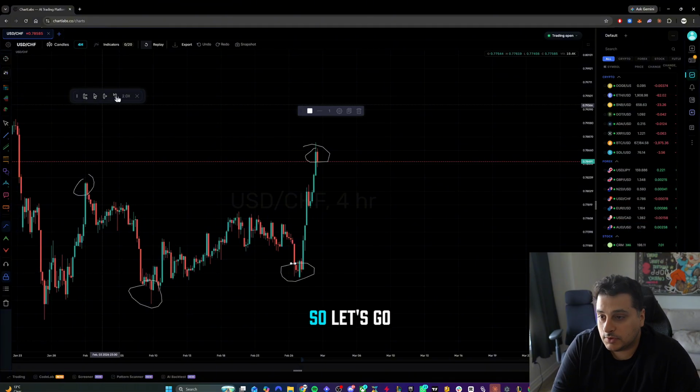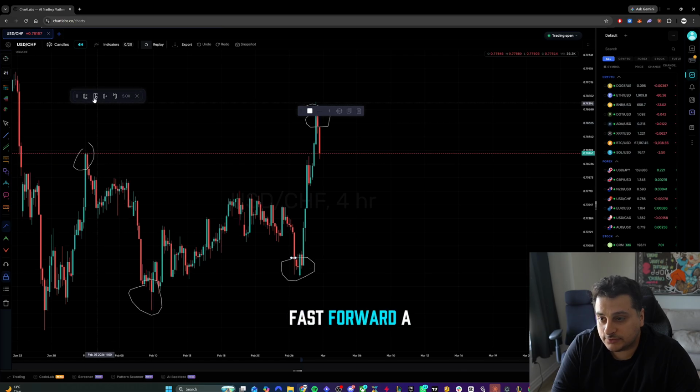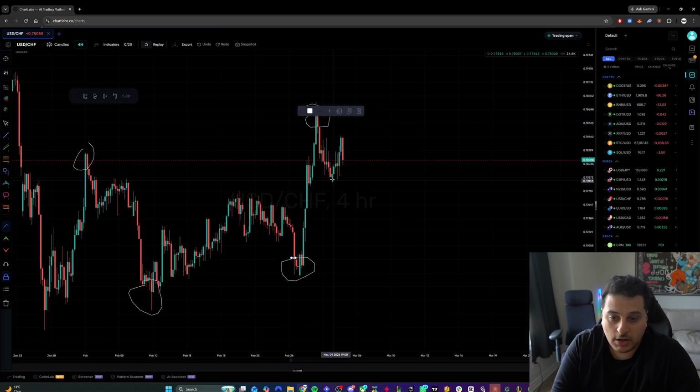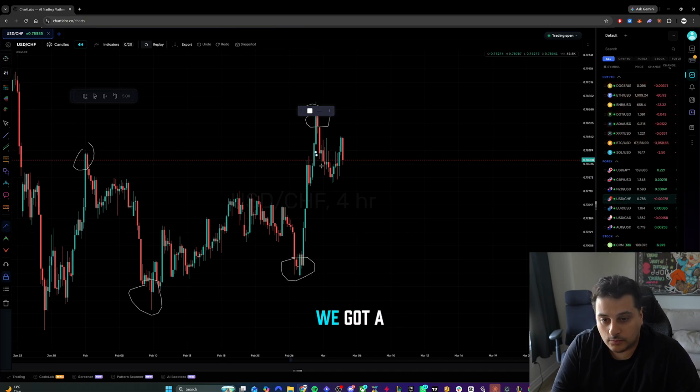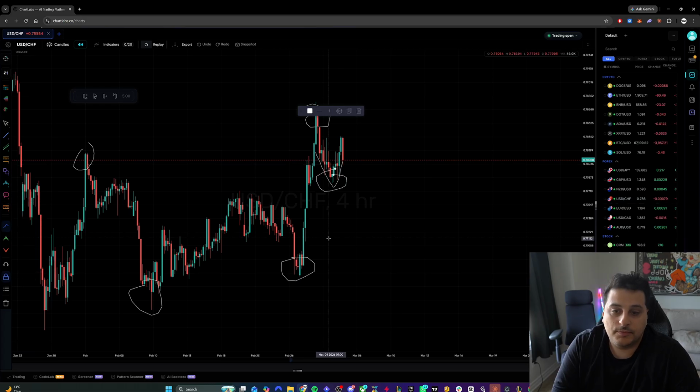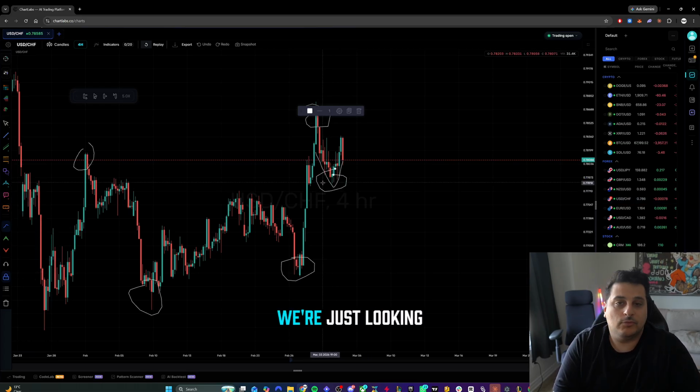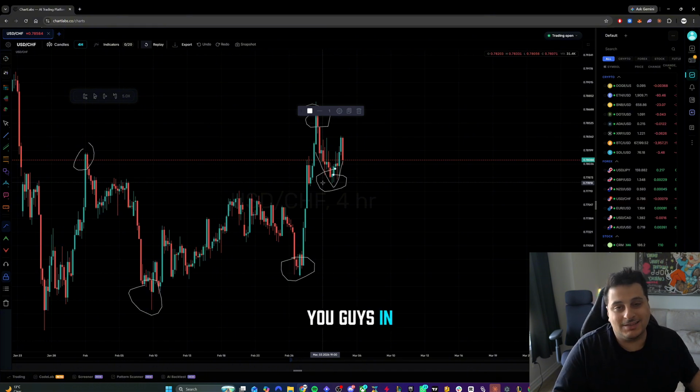Very simple. So let's go ahead and just fast forward a bit, see what happens. We formed a new low. We see we're waiting for a V to happen. We saw that we got a V. So now this is the new low. Very simple. And then once we form a new low, we're just looking for the candlestick patterns that I showed you guys in the last video.